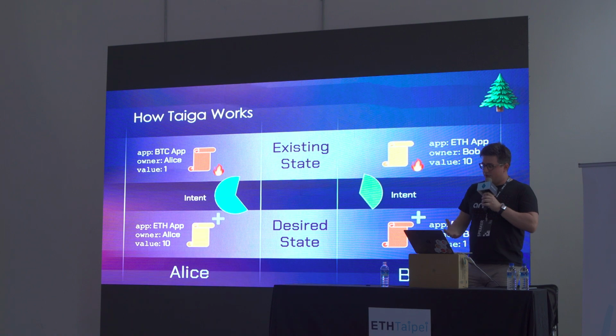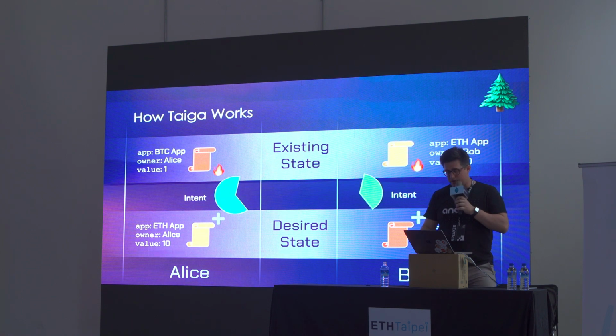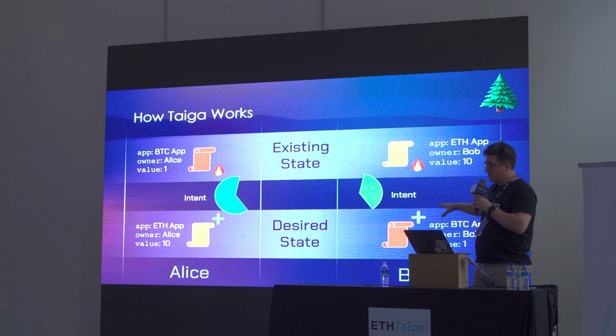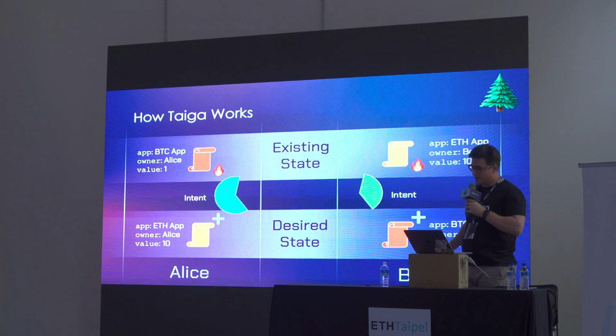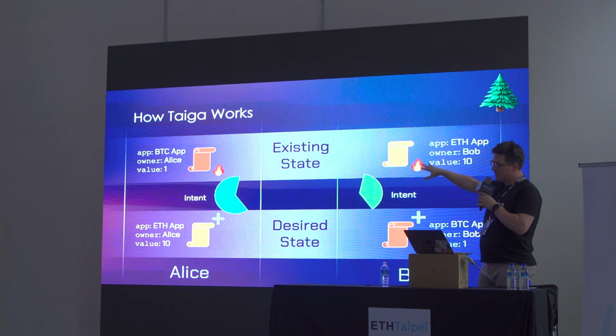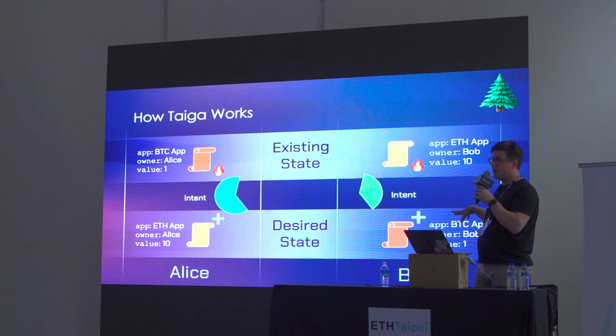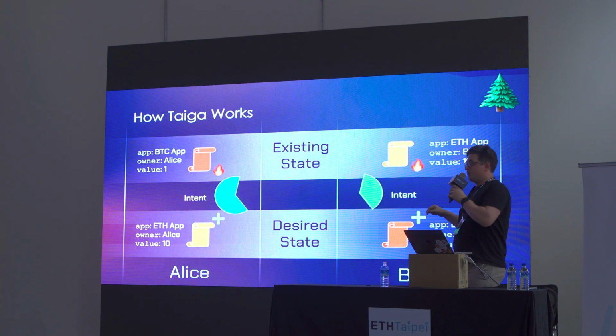Intents destroy existing nodes or existing state and create desired nodes or desired state. But this is not yet committed to the blockchain. These nodes don't exist yet. They only exist in the form of intent. And these intents are floating in the intent mempool. So now solvers would look at the mempool and they would see these two intents, and they would see that these two intents are indeed compatible, meaning that they produce a balanced transaction.